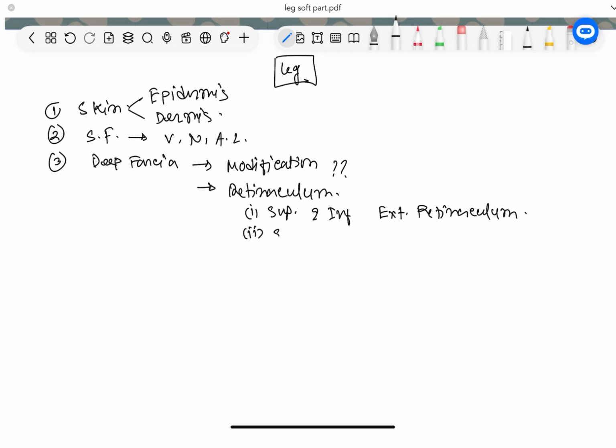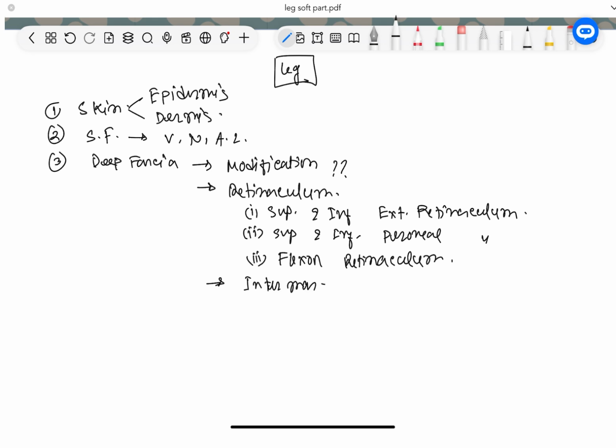then superior and inferior peroneal retinaculum, and the last one is the flexor retinaculum. Other than retinaculum, one more thing we are also going to get, that is the intermuscular septum.